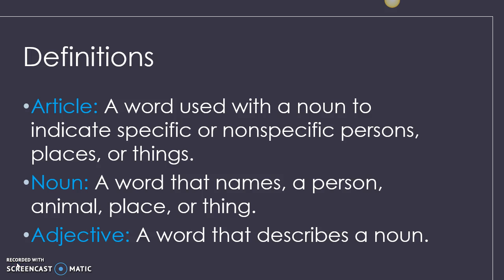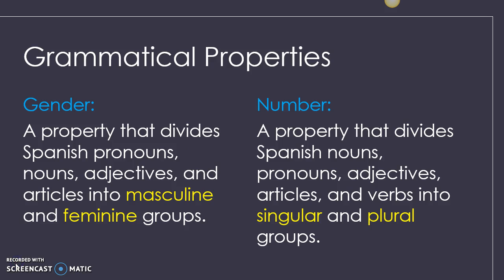In order to learn how to make them agree, we need to know what these parts of speech are. An article is a word used with a noun to indicate specific or non-specific persons, places, or things. A noun is a word that names a person, animal, place, or thing. An adjective is a word that describes a noun. Let's review their grammatical properties.